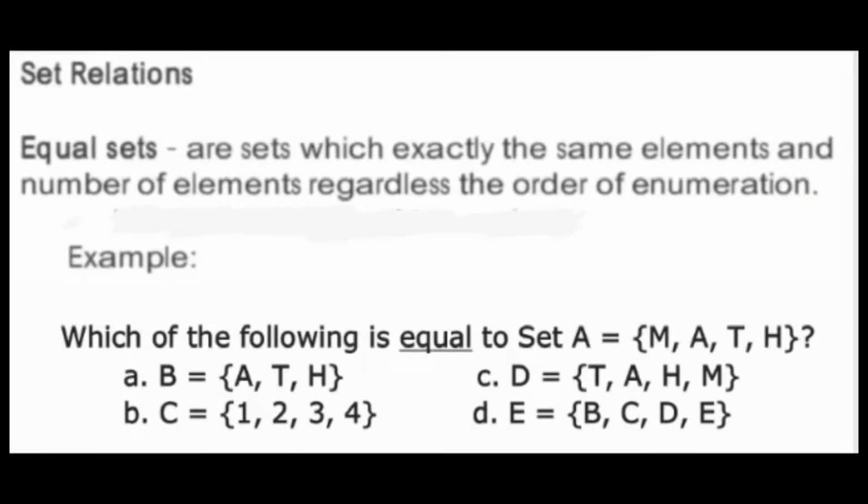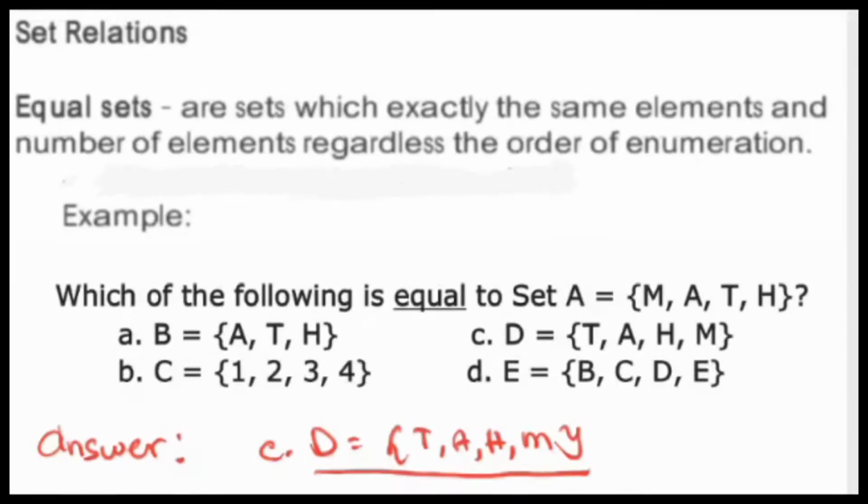Okay, balikan natin ang description. Pag sinabi po nating equal sets, ibig sabihin, parehas ang bilang ng element at parehas din po kung ano yung elements ng nasa given. Okay, kung may letter M, A, T, H sa given natin, dapat ang ka-equal niya is mayroon ding gantong letter na M, A, T, H. So what will be our answer in this given?